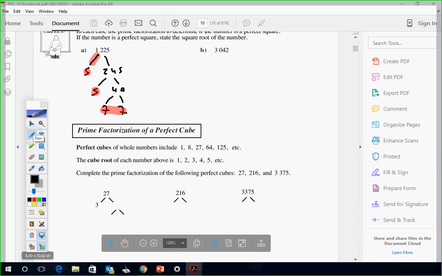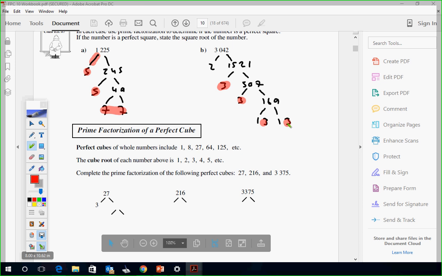Okay, so in this one, 3042, 2, 1521, 3, 507, 3, 169, and then 13 and 13. So if we go through here, we got 3, 3, cool. 13, 13, cool. The 2's by himself.